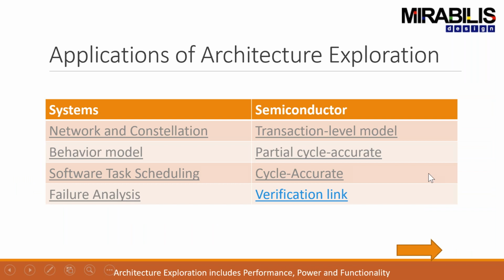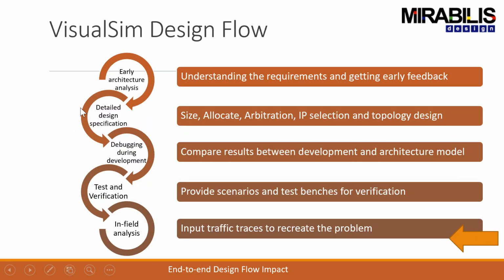Now from here, a number of channels can be adopted for your system modeling. So for example, over here, you start off with the early architecture analysis, go into detailed design, and then you start doing debugging while you're doing your development, but also be able to provide scenarios and test benches for your verification along with the expected results or expected outputs. So, I can give you my test vectors. I can say these are my expected outputs, or I can say these are different scenarios where we have seen corner cases, and here's what we expect as an output.